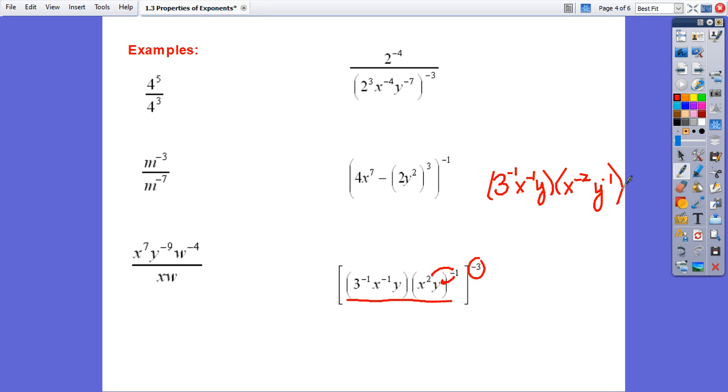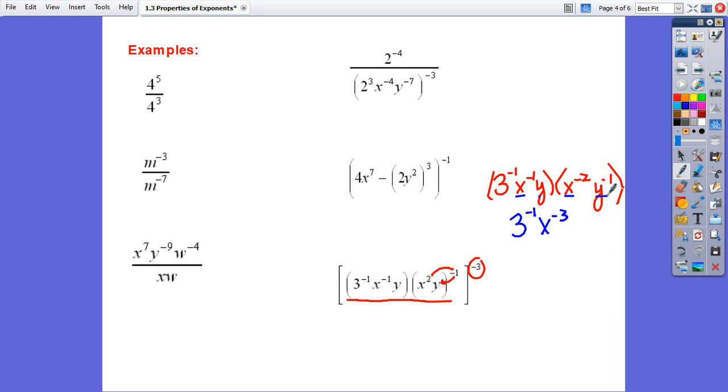Now I still got that -3 out there, so I haven't forgotten about it, but I'm just dealing with the inside right now. Now what I have is, let's combine my x's and my y's. Oops, yeah, 3 to the -1 still. Now, when I multiply common bases, you add exponents. So I should get -3 here.